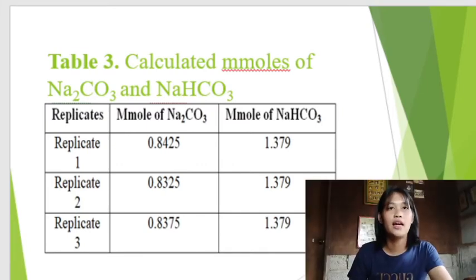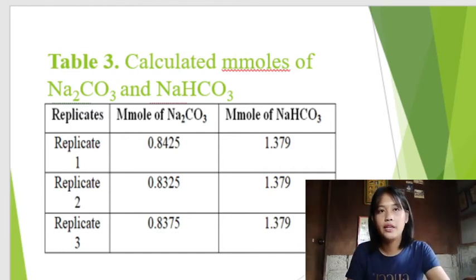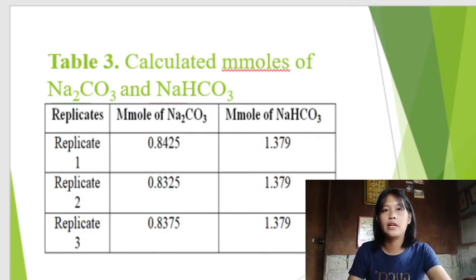Table 3 shows the calculated millimoles of sodium carbonate and sodium bicarbonate within the 3 replications. Next is the calculation of millimoles of sodium bicarbonate and sodium carbonate in the 3 replications. We use the molarity of HCl given as 0.1003 normality and we convert it to 0.1003 molarity.